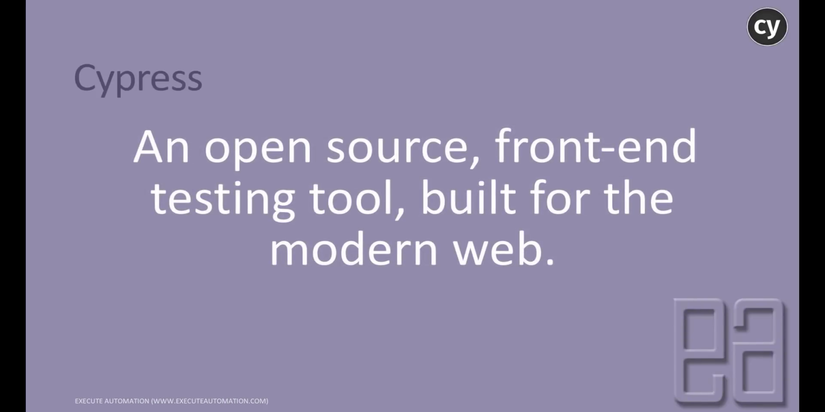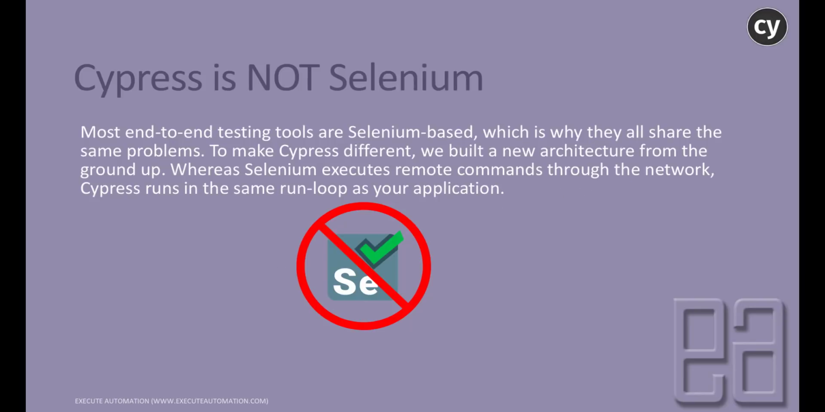Cypress is an open source front-end testing tool built for modern web. So after a long time, an open source tool, which is something not Selenium at all. So Cypress is not Selenium. Most end-to-end testing tools are Selenium based, which is why they all share the same problem. To make Cypress different, we built a new architecture from the ground up.